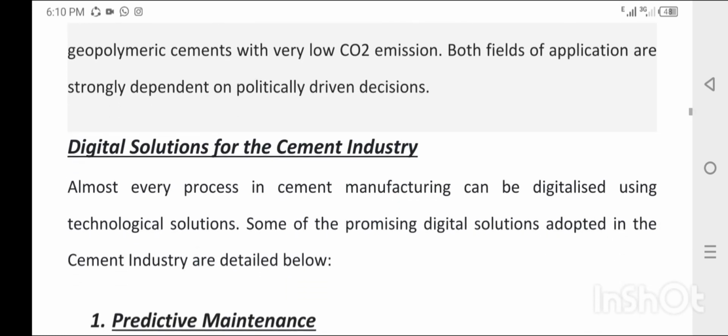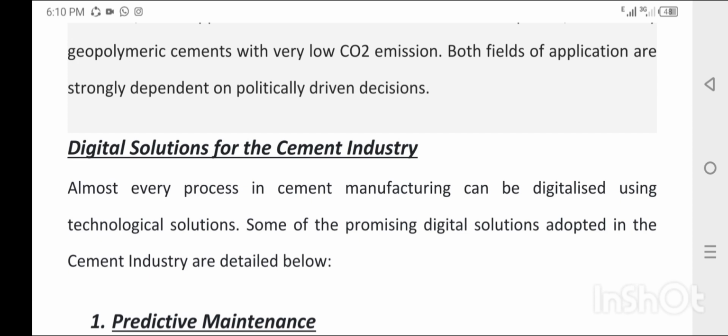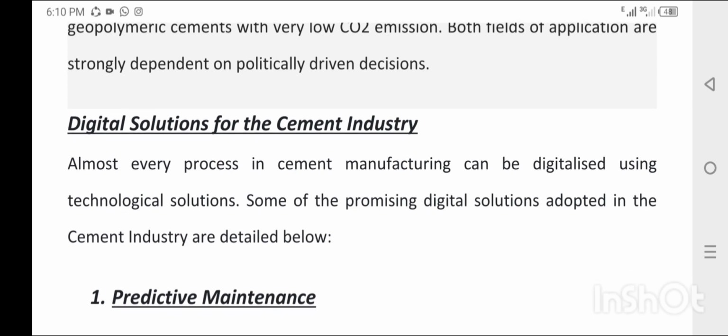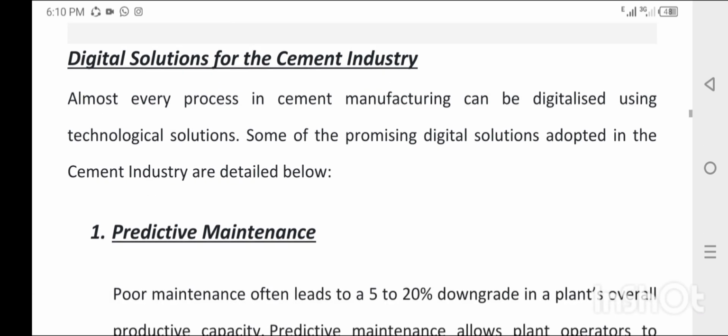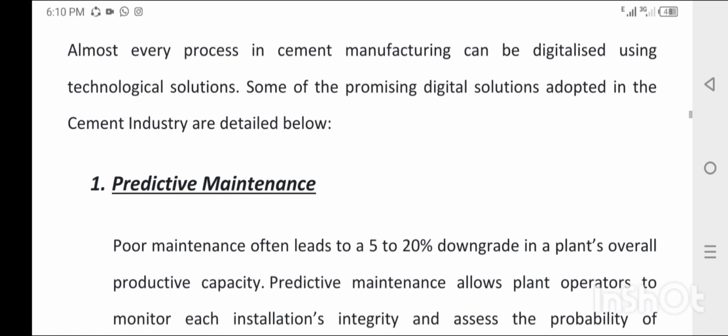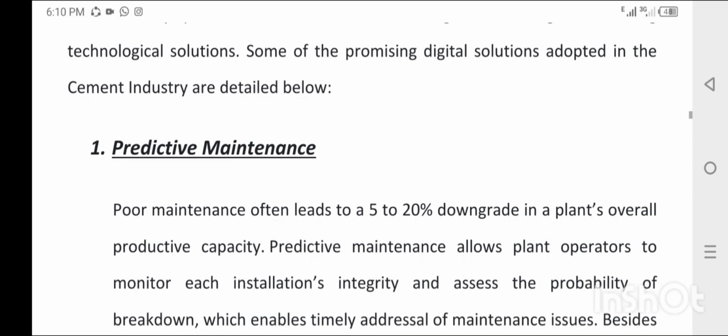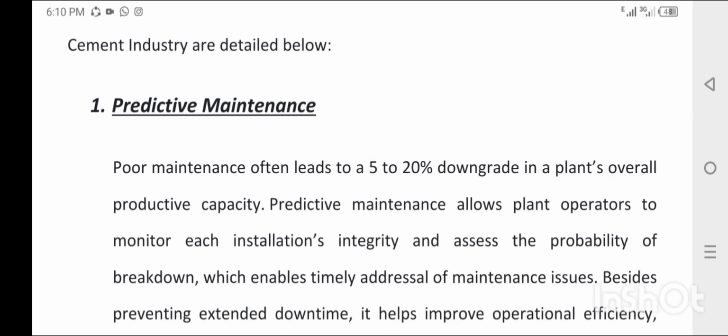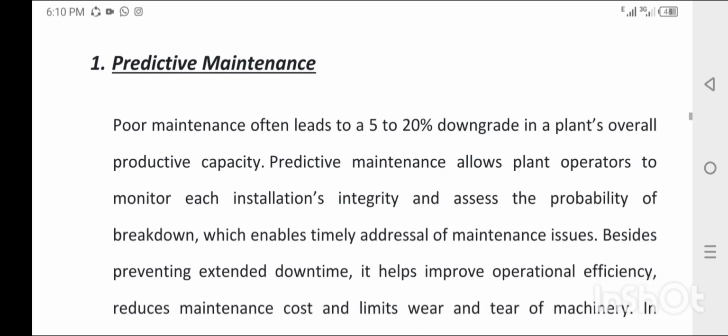Now, there are some steps for the solution of the cement industry. These include, firstly, predictive maintenance. Poor maintenance often leads to almost a 5 to 20% downgrade in a plant's overall productive capacity.